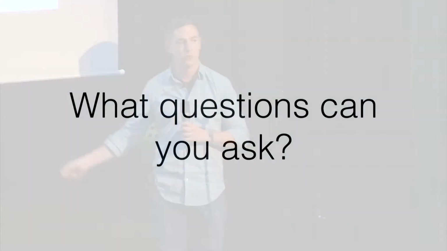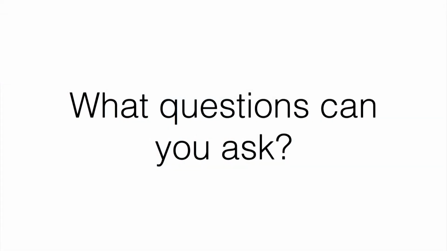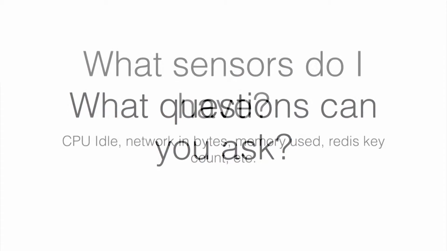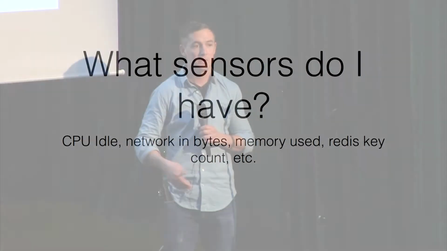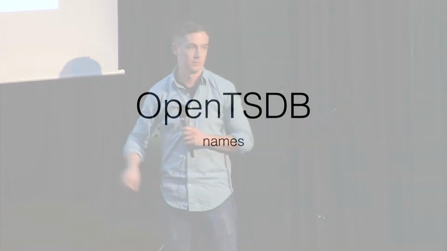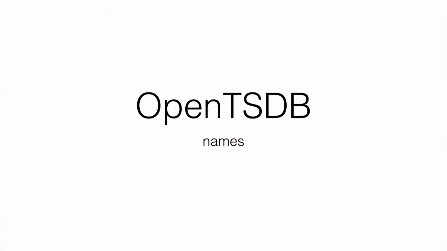So the first thing, when I'm thinking about how to organize metrics data and time series data, really it comes down to what questions can you ask about your data? Like, what sensors do I have? This could be CPU, network in, out, Redis key counts. Basically, what things are you measuring? For OpenTSDB, that's names, right? That's where you keep that. You look at the different names you have, and that's what you have.